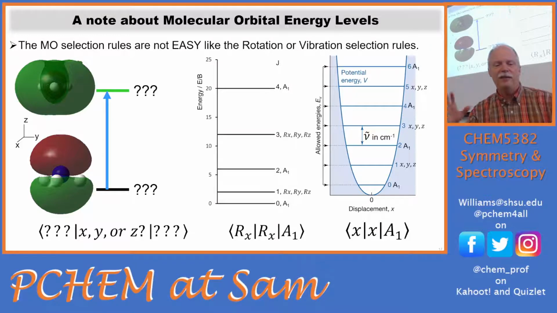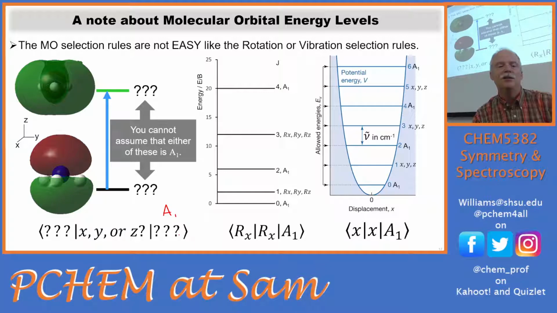And so we have this set up for the transition dipole moment integral. We don't know what the lower molecular orbital is. We don't know what the upper molecular orbital is. And the middle could be x, y, or z. So we really have to go in and look at the orbital, compare it to the character table, come up with the symmetry of both the upper and the lower state, and then look to see what x, y, or z light would be in terms of that same character table. But I see a lot of people make mistakes when we're doing MO diagrams. They will assume that this is A1, but you can't do that. You cannot assume that either one of these is A1.